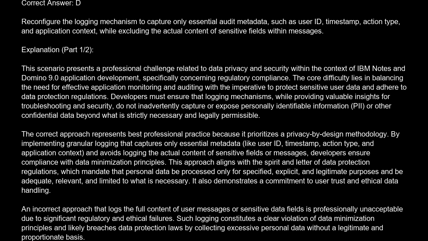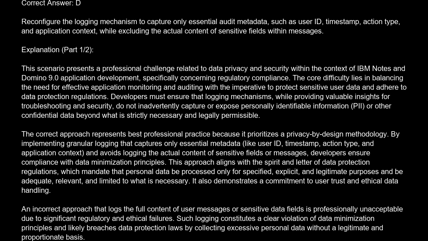Explanation. This scenario presents a professional challenge related to data privacy and security within the context of IBM Notes and Domino 9.0 application development, specifically concerning regulatory compliance. The core difficulty lies in balancing the need for effective application monitoring and auditing with the imperative to protect sensitive user data and adhere to data protection regulations. Developers must ensure that logging mechanisms, while providing valuable insights for troubleshooting and security, do not inadvertently capture or expose personally identifiable information, PII, or other confidential data beyond what is strictly necessary and legally permissible.